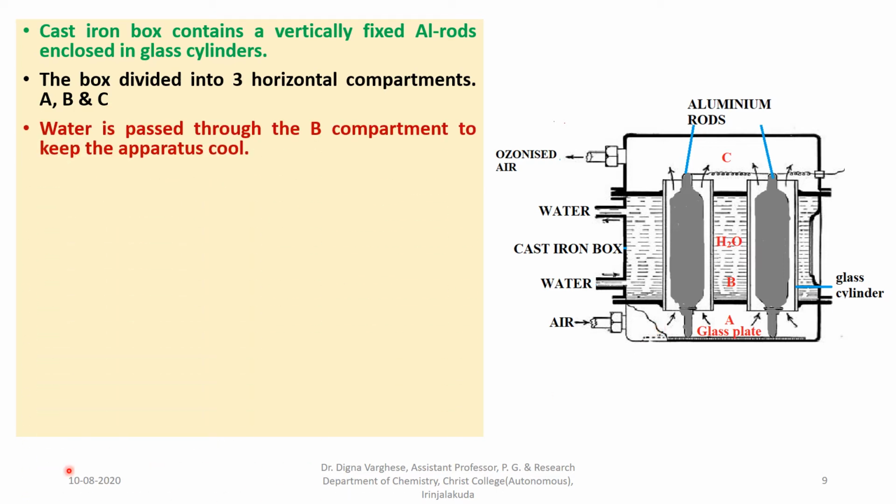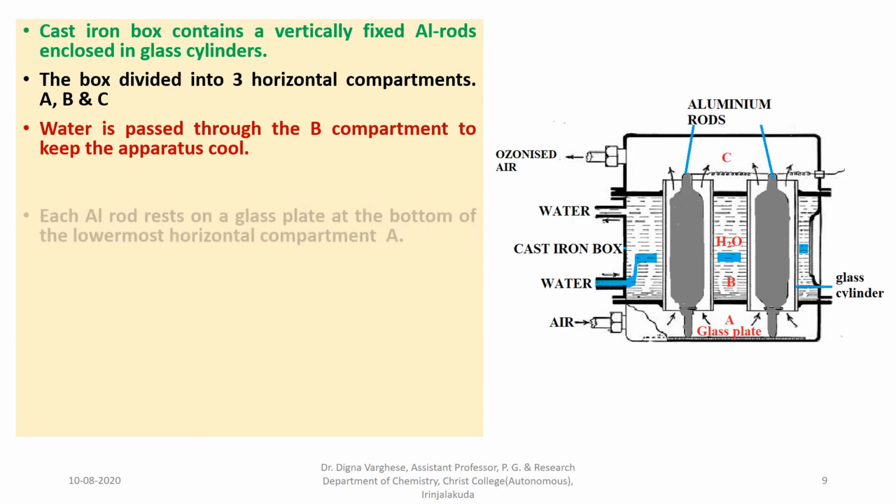The water is passed through the B compartment, that is the second or middle compartment of the cast iron box, and the water is passed in between the aluminium rods, which are placed in glass cylinders. And what is the reason to fill the water here? In order to cool the apparatus.